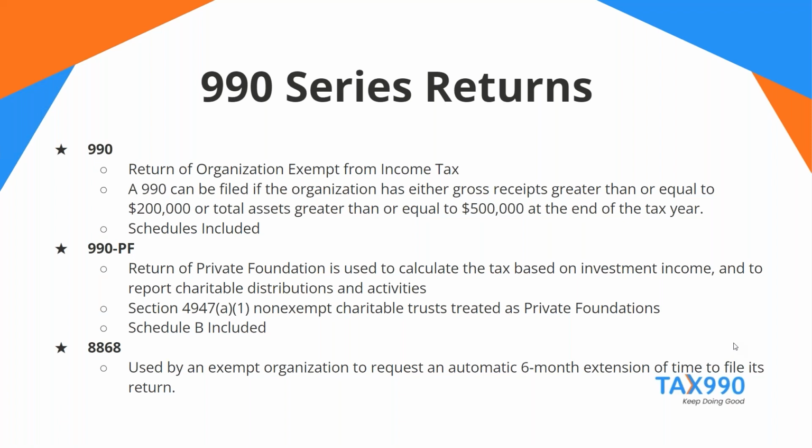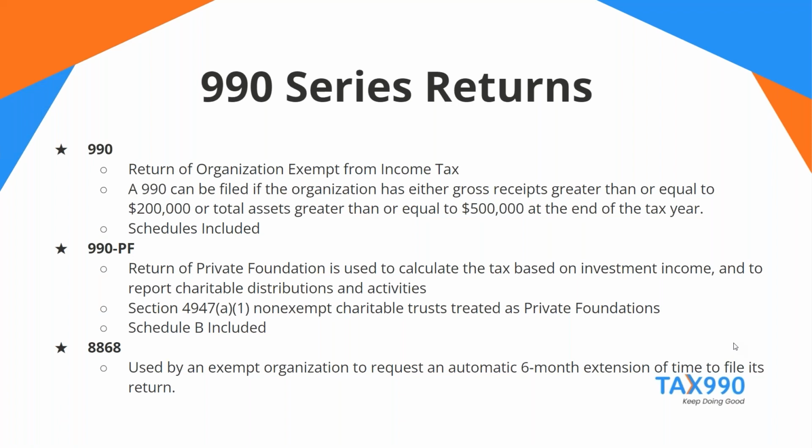The 990PF only supports Schedule B for reporting contribution information and is one of the only forms that may have tax due related to excise tax based on investment income. If your organization owes the IRS, you can send a check or money order or use your EFTPS account to make those payments.